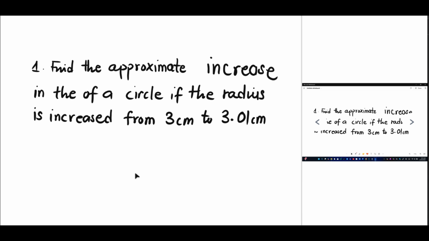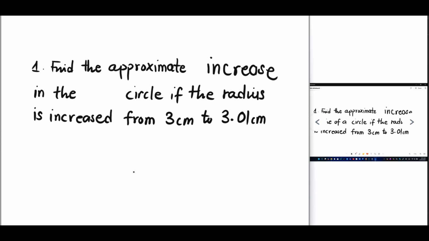The question is, find the approximate increase in the area. It should be in the area, so let me correct it. In the area of a circle. If the radius is increased from 3 centimeters to 3.01 centimeters. So it means the radius has been increased from 3 to 3.01 centimeters.